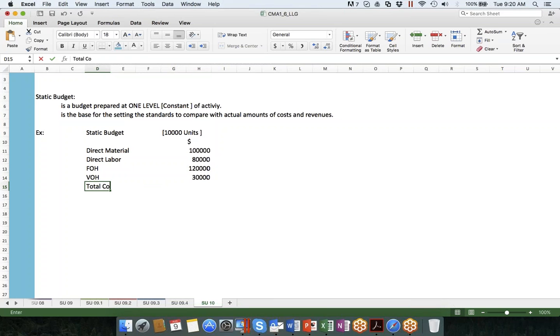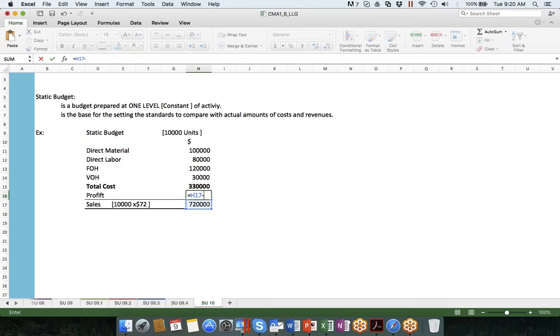So here the total cost will be 330,000. If all these 10,000 units are sold at the rate of, say, $72, sales should be 720,000. So when sales are 720,000, the estimated profit would be 720,000 minus 330,000. So we are estimating a profit of 390,000 at an activity level of how much? 10,000 units.